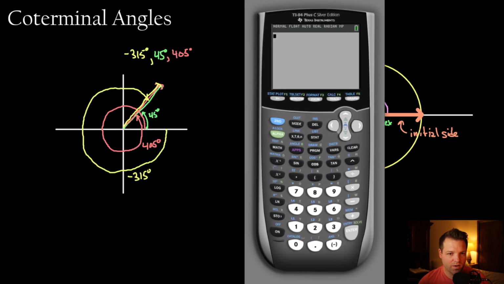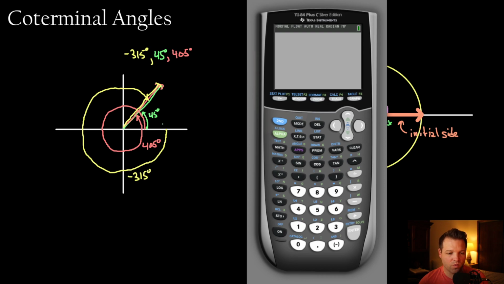And so what I want to do is figure out all of the angles that are coterminal with what we started at, 45 degrees. So I can simply say 45, and then I want to add 360 degrees, and I'll hit enter. And there's your 405 degrees.